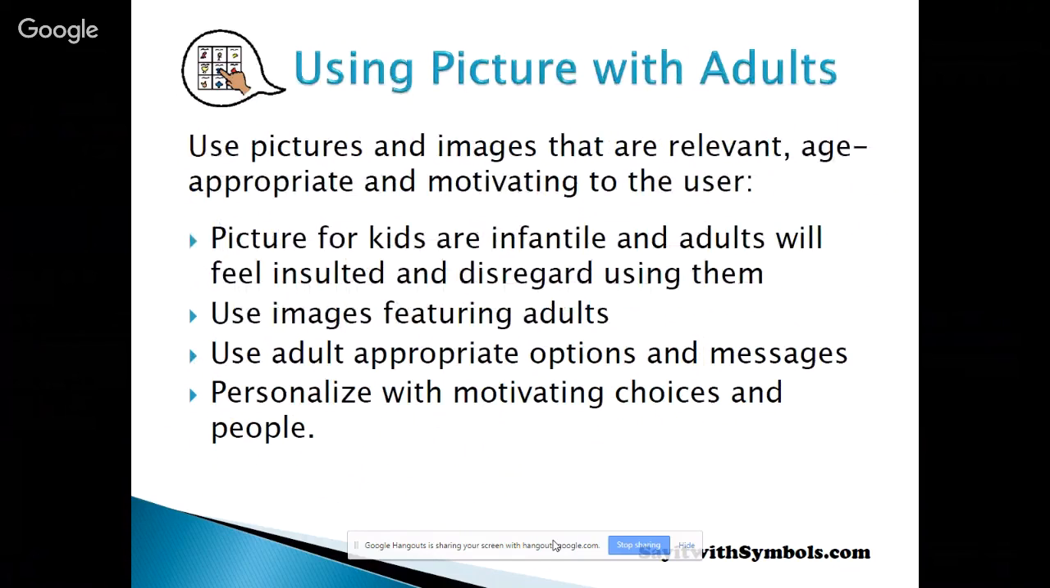So how is using pictures different with adults than children? Many of you, if you're a speech pathologist or a therapist, are probably very familiar with Boardmaker symbols and Symbol Sticks and other picture sources that are used as part of a child's IEP goals. It's been a bit of a challenge to find picture sets that are appropriate, relevant, age appropriate, and motivating to the user. Pictures for kids, for example, are often infantile or stick figures, and adults will find them insulting and disregard them.